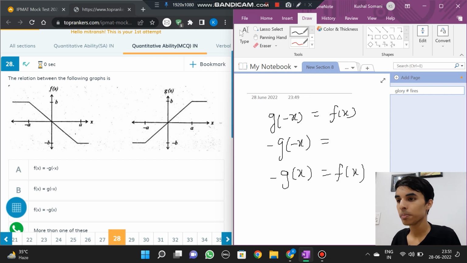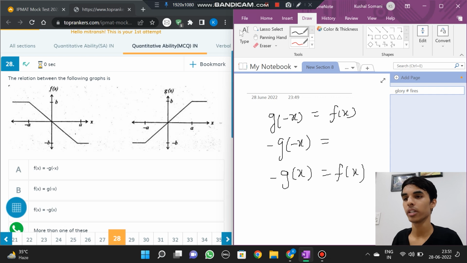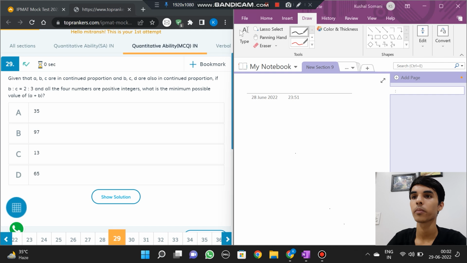So both options B and C are correct. Hence, the correct answer is option D, that is, more than one of these. So again, you should not jump into the answer just by seeing one option. See all the options, and since more than one of these can be correct, you should try to observe all three other options, so that we don't give an incorrect answer. I think we can move on to the next question now.